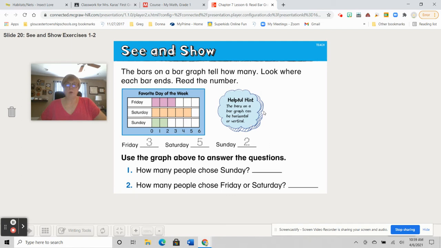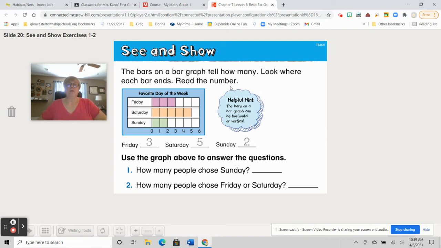So here is a helpful hint before we continue down here. The bars on a bar graph can be horizontal or vertical. This is horizontal, like a horizon when you look out at the shore, when you go down the shore to see the beach. Okay, and the ocean. Vertical, think of vertical as poles that might hold up a roof.